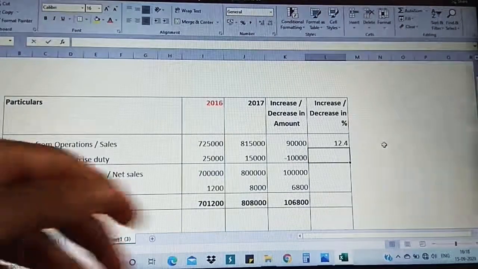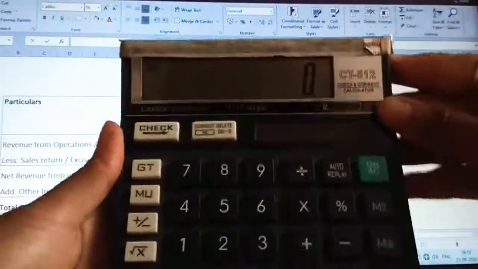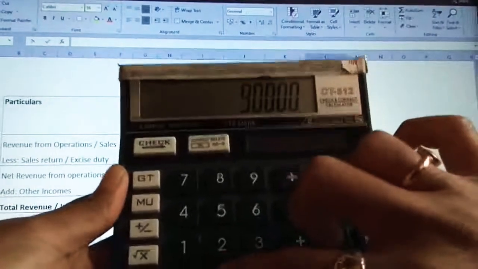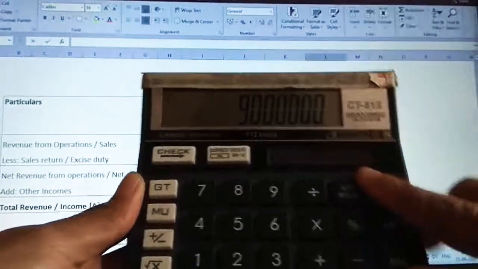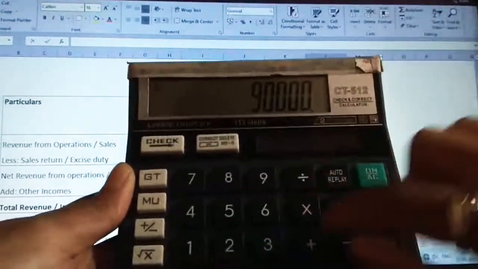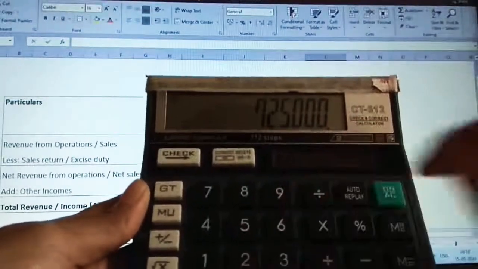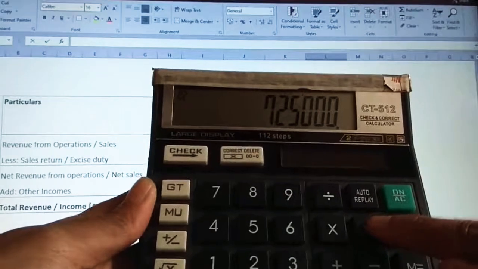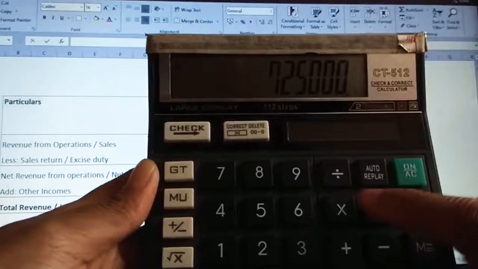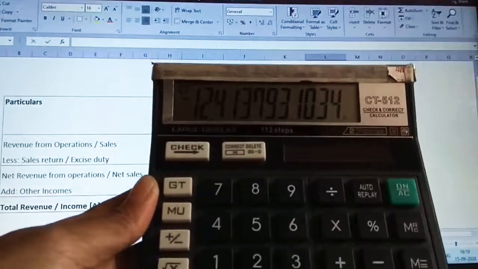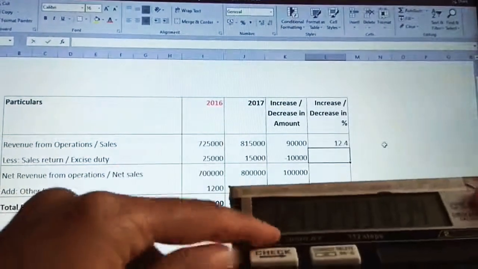So just observe, go for the values. Okay, let me show. 90,000 divided by 7,25,000. Could you all see here? Immediately go for percentage. Don't type either into or 100. Go for percentage. So you get the value.